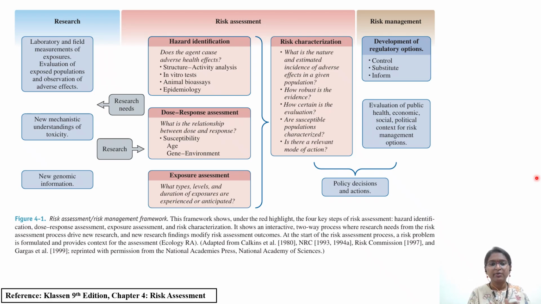Okay, another thing I would request you is that since we are discussing risk assessment, go through chapter number 4, that is risk assessment. In that they have very clearly given a very good flow diagram to understand these terminologies under risk assessment: hazard identification, dose response assessment, exposure assessment, and risk characterization. And we are discussing risk management also, where we can go for control or substitute or inform the common public, and policy decision actions. Okay, so of the political context and risk management options, how the management will sit and take the final decisions.